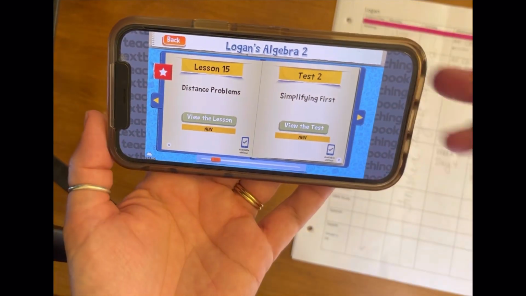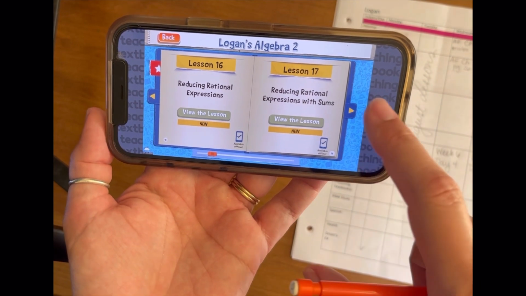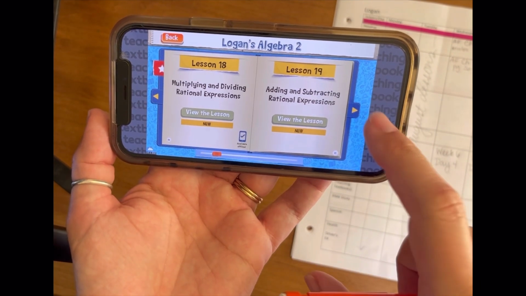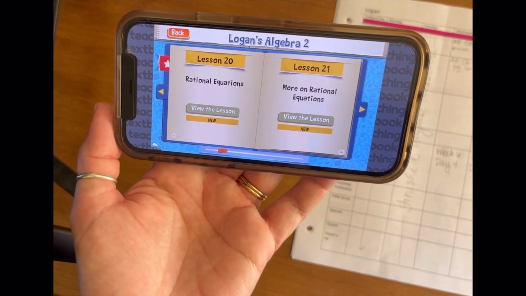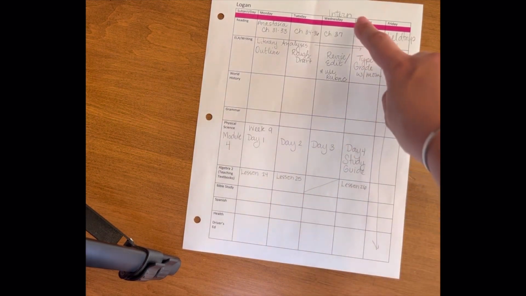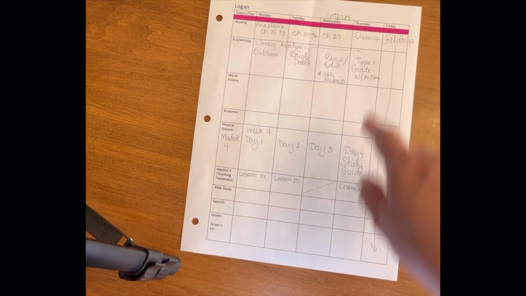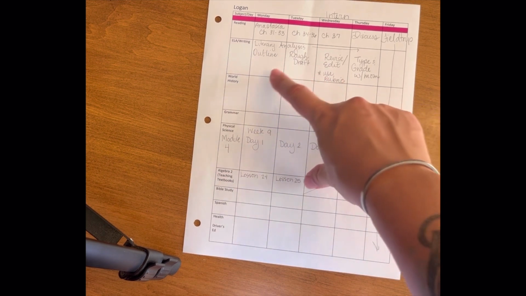Math is awesome. Teaching Textbooks just takes you right through it. He can do it from his laptop or from his phone. And so I just go through and write down one lesson a day. We do 4 lessons a week, and that gives us a cushion day also in case he needs to review a lesson or double up on a lesson.